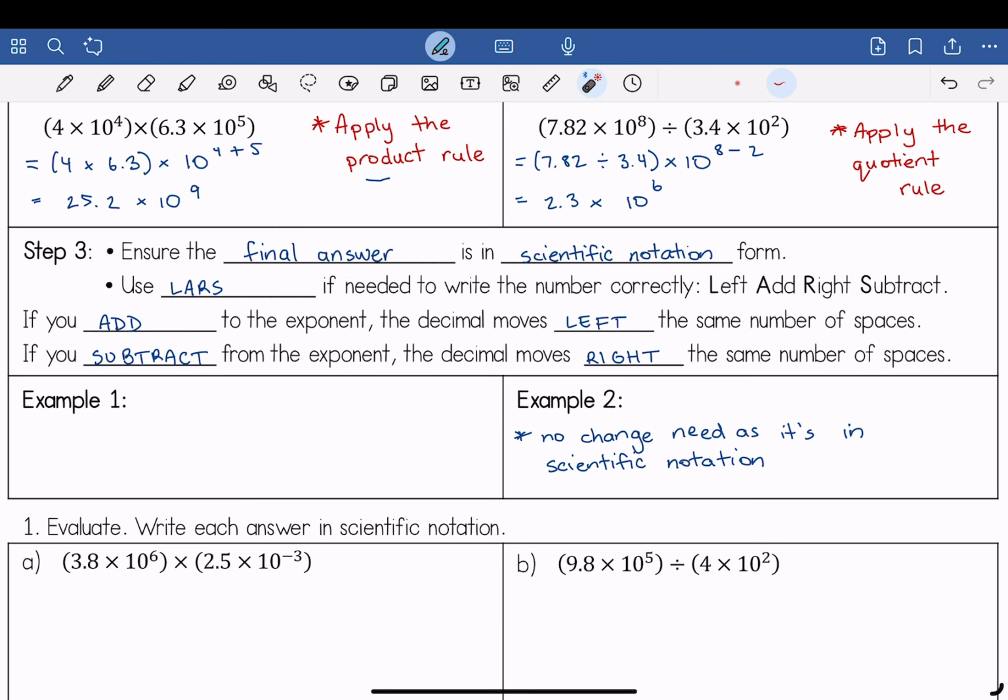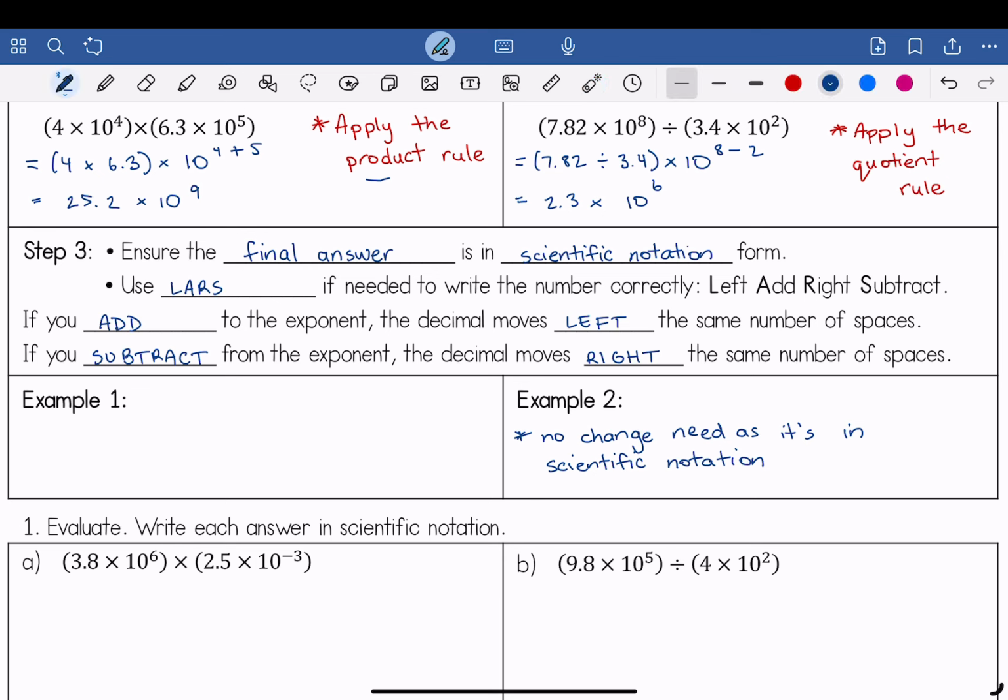Step 3, we read the first step, and then the second point is use LARS if needed to write the number correctly. Left add, right subtract. If you add to the exponent, the decimal moves left. So left add. And then right subtract. If you subtract from the exponent, the decimal moves right, the same number of spaces. Or if you notice that the decimal moves to the right, you know you need to subtract from the exponent.